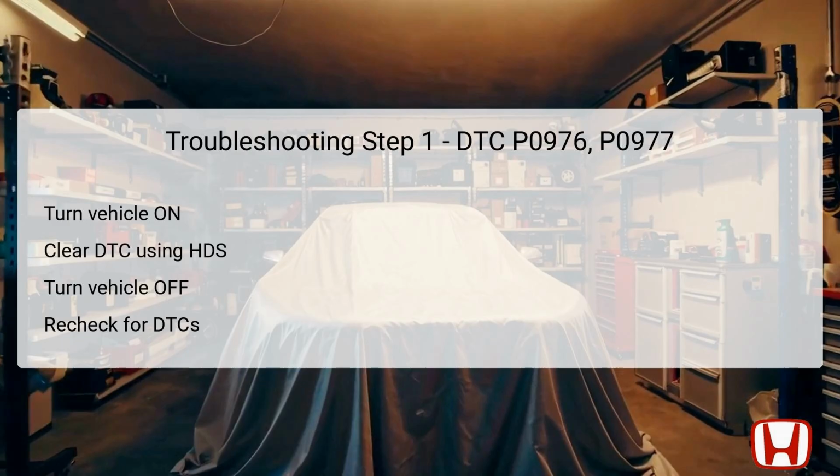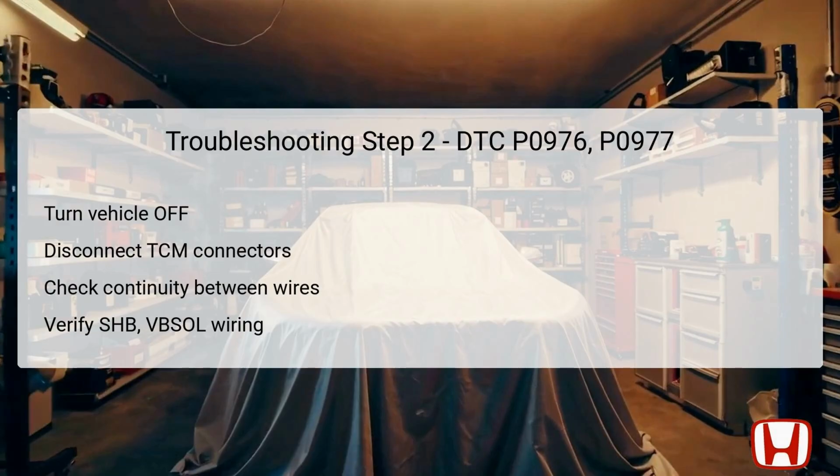If either DTC is present, proceed to the next steps. However, if they do not return, an intermittent issue may exist, suggesting further examination of connections and wiring might be necessary. The next troubleshooting step focuses on checking the wiring related to the Shift Solenoid B circuit.